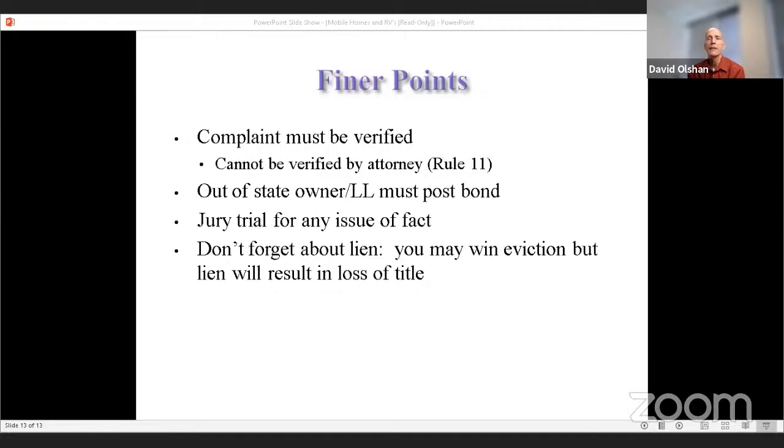It's done all the time. And I think that's why all these complaints, if you are being evicted from a mobile home park, can be challenged, because there has to be verification. And if the complaint isn't verified, then it's void.